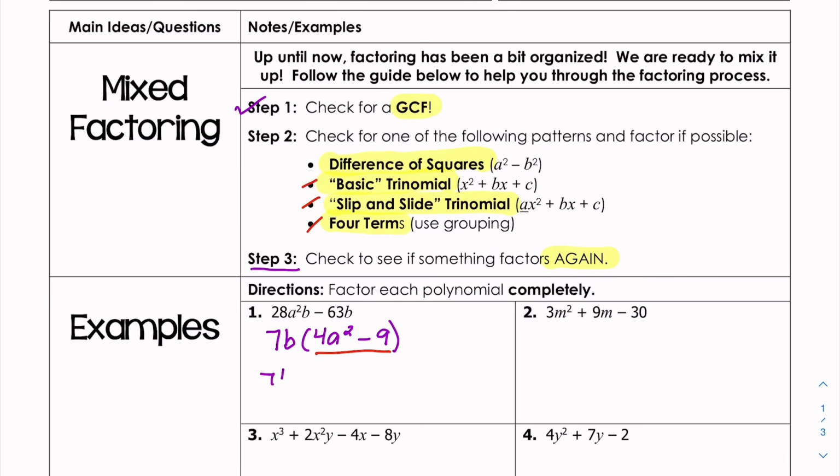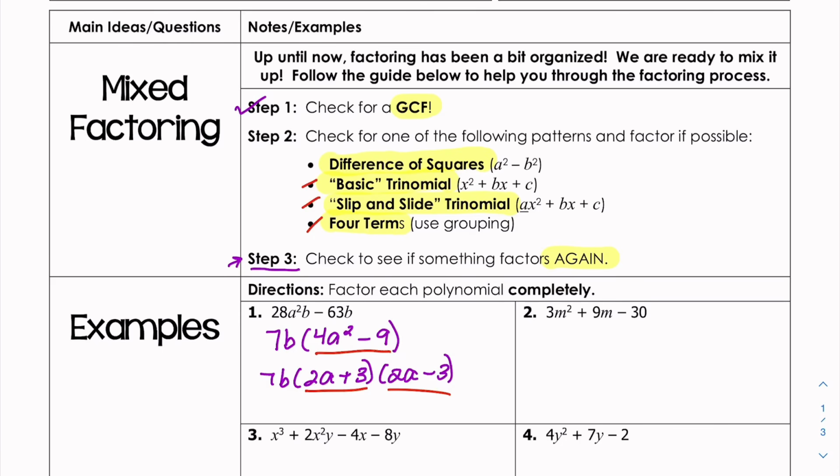So bring down your GCF. Your GCF is part of your answer. Don't lose it. Then we're going to factor this as 2a plus 3 and 2a minus 3. And then we've got step 3 here: check to see if something factors again. We take a look at what we have left over and see, do either of these keep going? These are both only 2 terms. I mentioned before that this is very common with difference of squares, and that's what we have to really be aware of. 2a plus 3, we know that doesn't go anywhere else. It's a sum, it's not a difference.